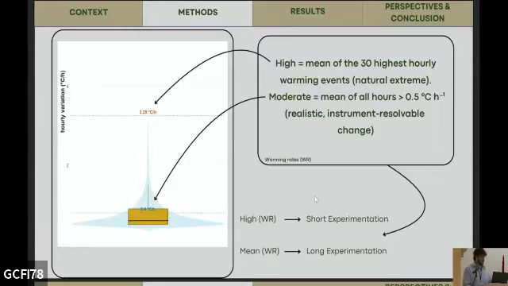The highest warming rate, so the faster one, will be used in what we call short experimentation, and they will last between 6 to 7 hours. And the mean one was used in long experimentation, and those ones are lasting way longer, somewhere between 15 to 24 hours. It all depends on the resistance of our individuals, obviously.